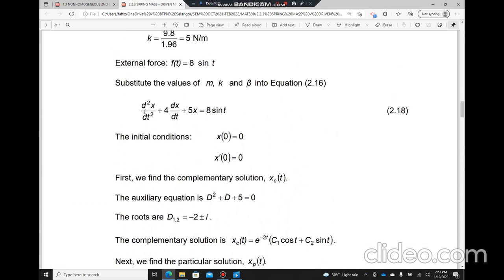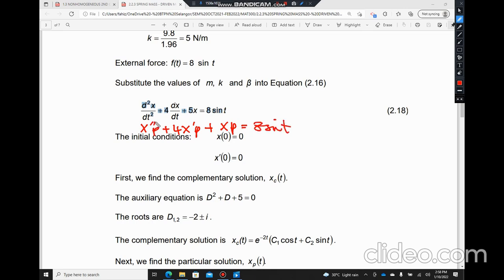Okay, so yang mana 2.18? This one. Yang ni masukkan nanti. Yang ni macam kita ulang balik dia lah, yang chapter 4 kan. Okay, nanti you all masukkan kat sini, masukkan X double prime P + 4X prime P + XP equals to 8 sin t. Yang ni XP ni masuklah yang kita kira tadi kan, X prime X. Okay, then, okay, lepas dah masukkan nilai kat sini.